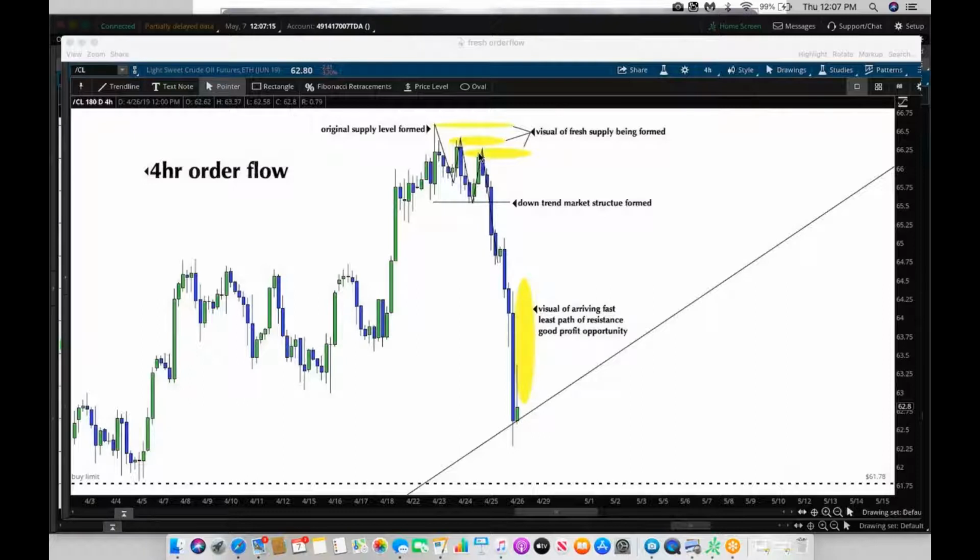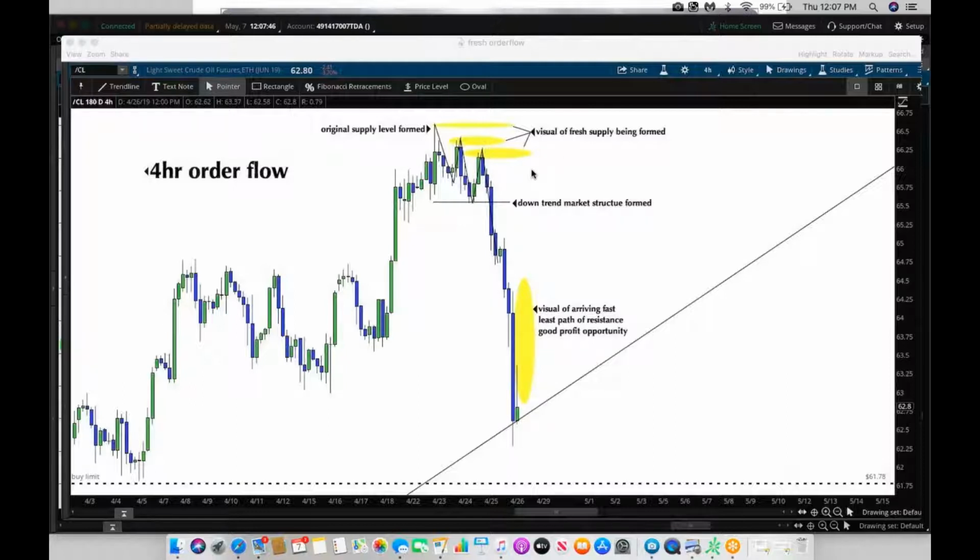The fact that this price level right here was able to take out this level again, because it created the new low, broke that opposing order flow, and also was able to come down here and take out this opposing level of order flow as well. So you have to realize that this has now created and formed a new fresh level of supply.